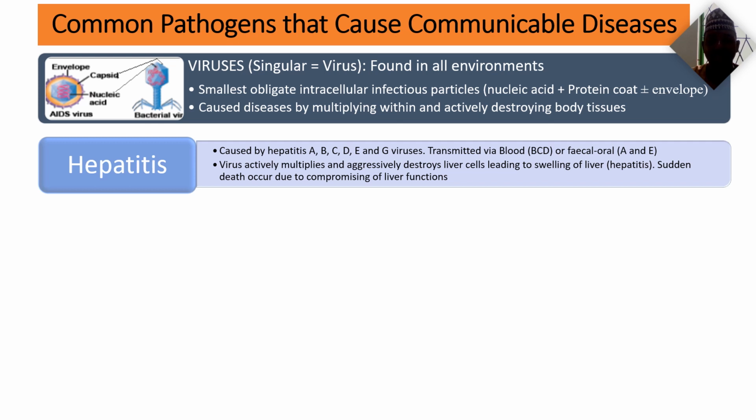In the case of the other hepatitis viruses, they multiply in the blood. That is why they are commonly transmitted via blood. They multiply in the blood and other body fluids, and once they reach the liver, they destroy liver cells, leading to hepatitis.